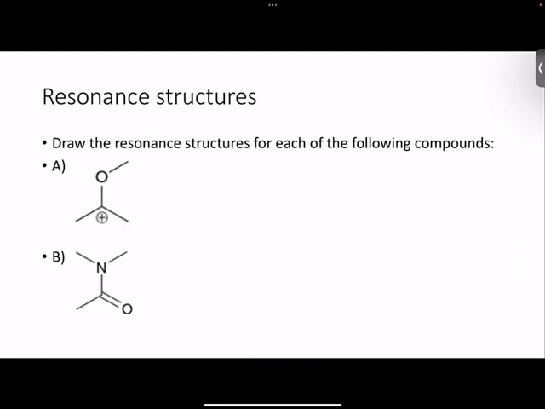So then let's see. Resonance structures. Draw the resonance structure for each of the following compounds. So when I do resonance structures, what I do is I try to first draw my lone pairs. So oxygen with 2 bonds is gonna have 2 lone pairs.